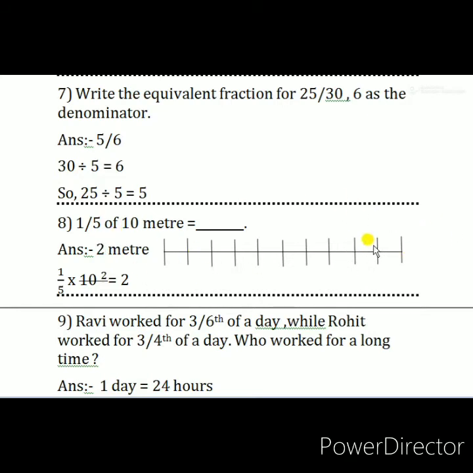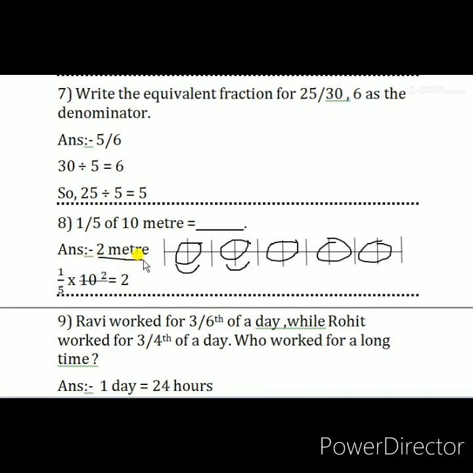Now we have to divide these parts into 5 equal parts. See, 1, 2, 2 parts. Now another, the second part of equal parts. Now next one, the third part. Now the fourth part, and the last one is the fifth part. Here we have divided this into 5 equal parts. In each part, how many parts can we find? 2 equal parts are there. That means 1/5 of 10 meter is 2 meter.